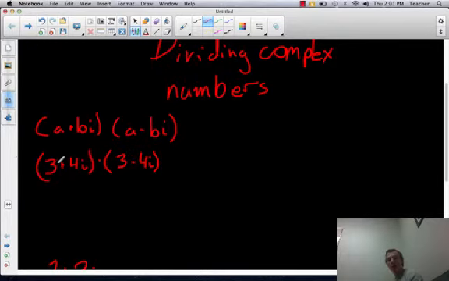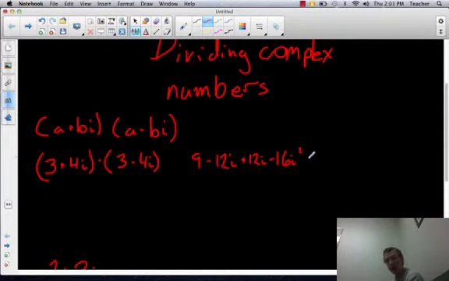Now, we do FOIL, just like always, and we do first, so we have 9, and then we do outside, negative 12i, and then we do inside, plus 12i, and then we do the last, which is going to be negative 16i squared, like this.